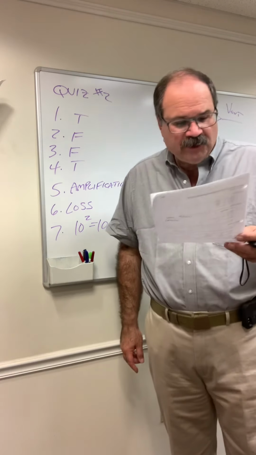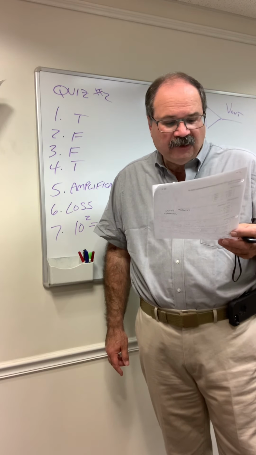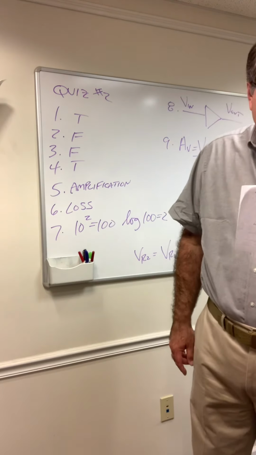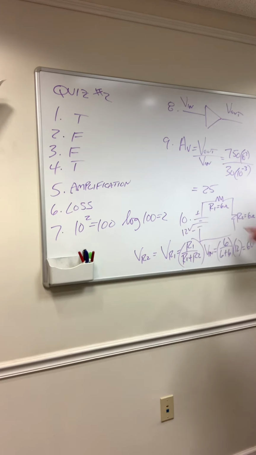And lastly, question 10. A voltage divider circuit has two 6-ohm resistors connected in series with a 12-volt battery. Draw the schematic diagram and calculate the voltage drop across each resistor. Well, it's a series circuit that has two resistors. R1 is equal to 6 ohms. R2 is equal to 6 ohms. The battery voltage is 12 volts.